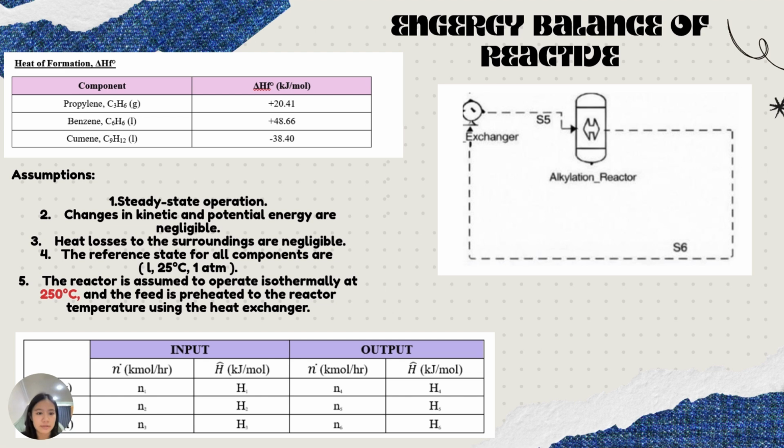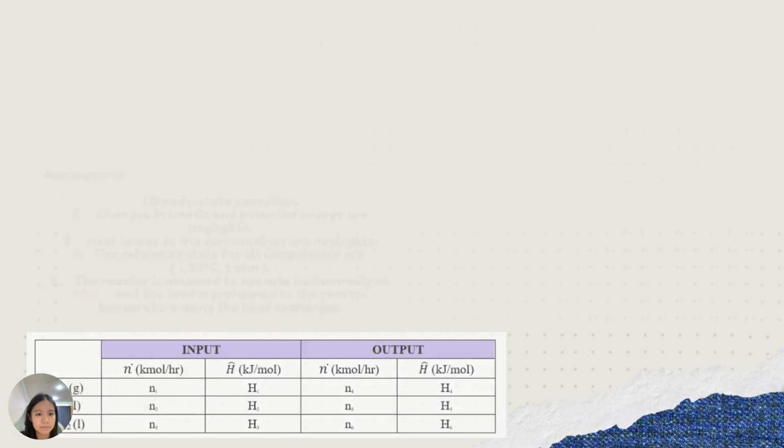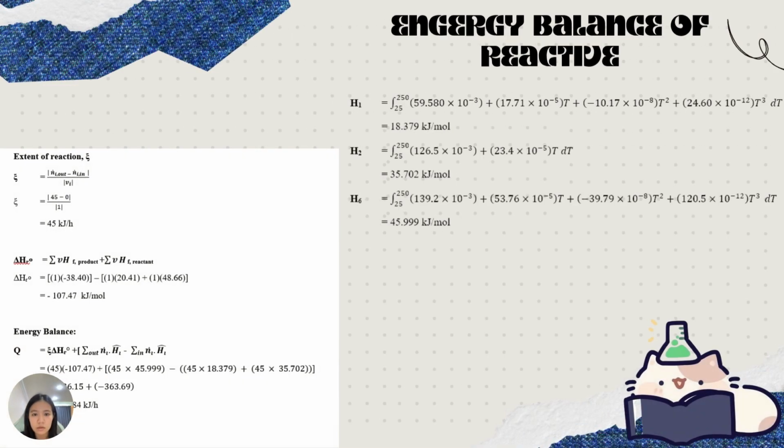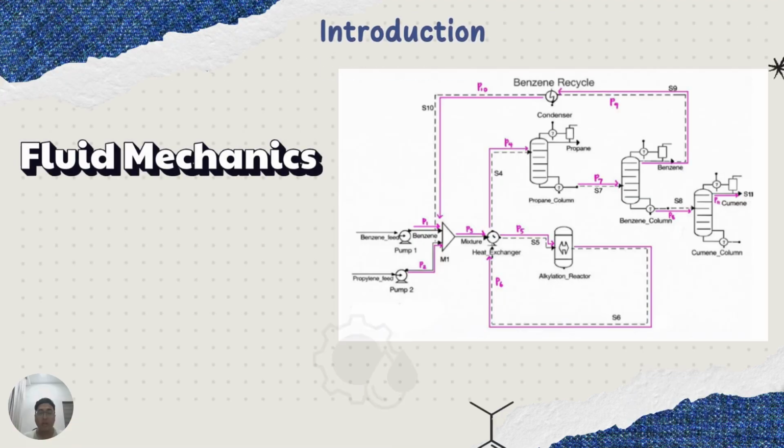For the energy balance of the reactive system, the reactor is assumed to operate isothermally at 250 degrees Celsius, and the reference state for all components is liquid state, 25 degrees Celsius at 1 atm. For the energy balance of the reactive system, we used extra information of extent of reaction and heat of formation. So the total Q gotten from this energy balance of the reactive system is negative 5,199.84 kilojoules per hour. Alright, thank you Zara.